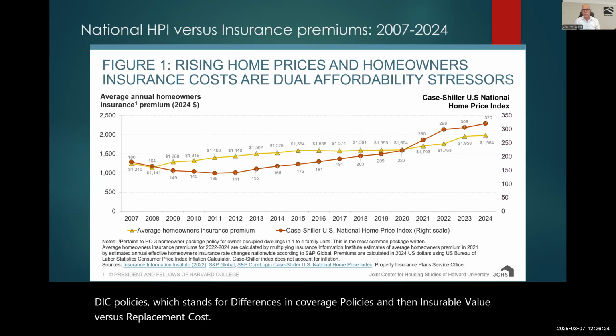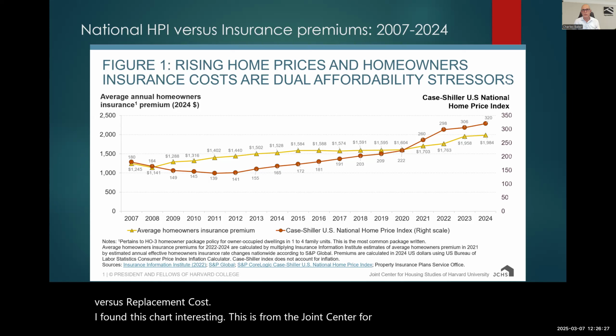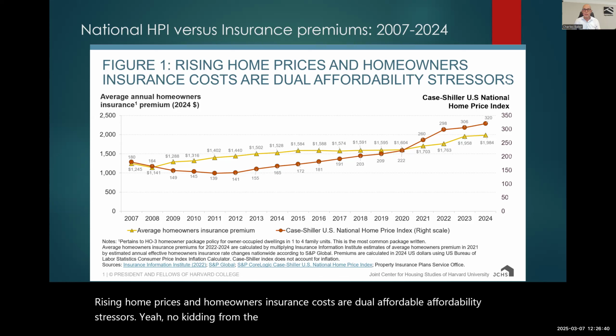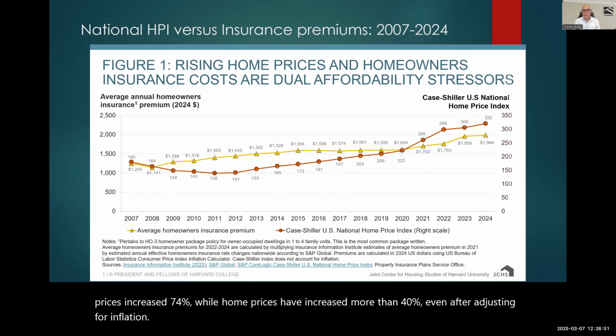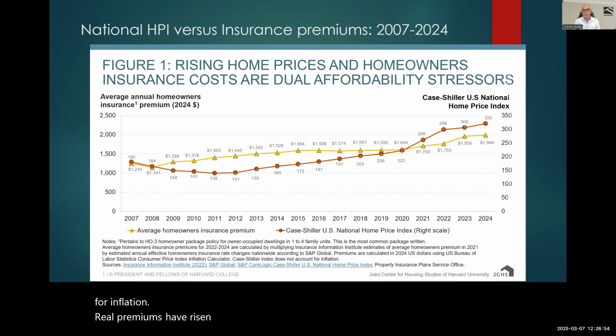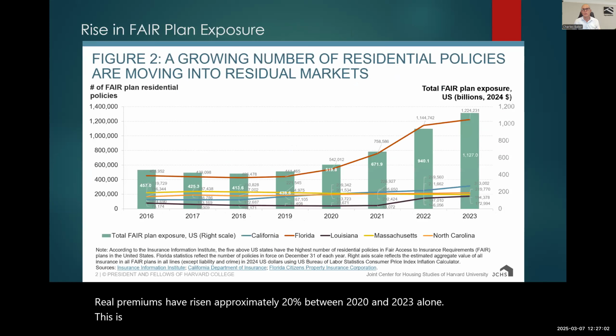I found this chart interesting. This is from the Joint Center for Housing Studies of Harvard University. Rising home prices and homeowners insurance costs are dual affordability stressors. Yeah, no kidding. From the Great Recession to the present, homeowners insurance prices have increased 74%, while home prices have increased more than 40%, even after adjusting for inflation. Real premiums have risen approximately 20% between 2020 and 2023 alone. This is a real affordability stressor.